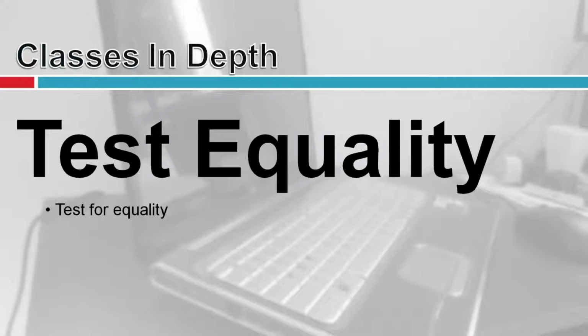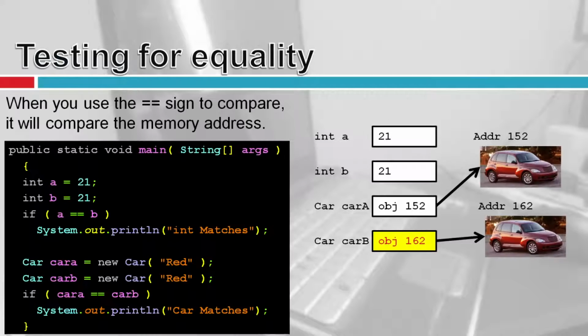Lastly, we'll talk about testing for equality. Now, we're familiar with testing primitives with the double equal sign. So here I've got two variables, a and b, and I'm comparing the values in those variables. 21 equals 21, so this will work. This will do what we think it does. A equals b, int matches. However, because they're variables, I can also use double equals on objects. However, it won't do what you think it does.